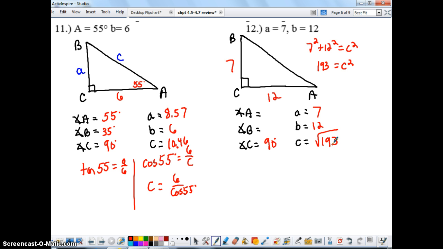Again, do the a and b. We're going to do the same thing. This time I'm going to solve for angle A first. With the 7 and 12, that's going to be tangent. So you're always matching up trig functions here. So tangent of A is equal to the opposite, 7, over the adjacent, 12.